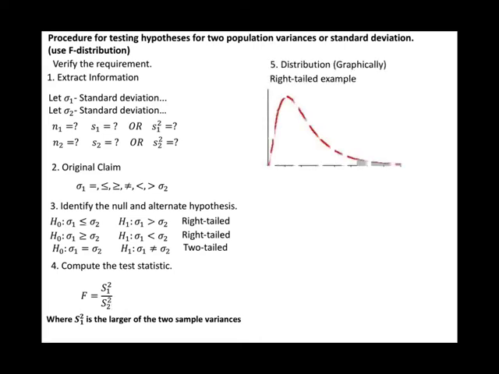Okay, distribution. We will have the right tail example. Again, we don't have the left tail. So we have the test statistic at this point, and we want to use the p-value method. The right tail here will be our p-value.